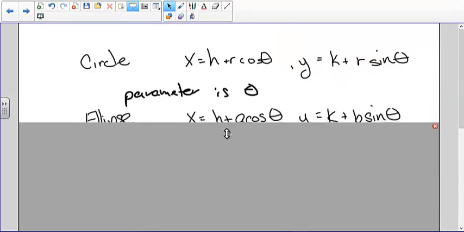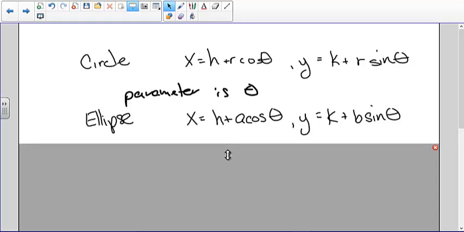The parametric equation for an ellipse is x equals h plus a cosine theta, and y is equal to k plus b sine theta. So again, the center of the ellipse is at h comma k, and a is the length of the axis in the x direction. Major depends upon whether a is bigger than b, but in this case they're not the same. So a circle has a equal to b, which is equal to r, whereas for an ellipse they can be different. And the more different they are, the more elongated your ellipse is.